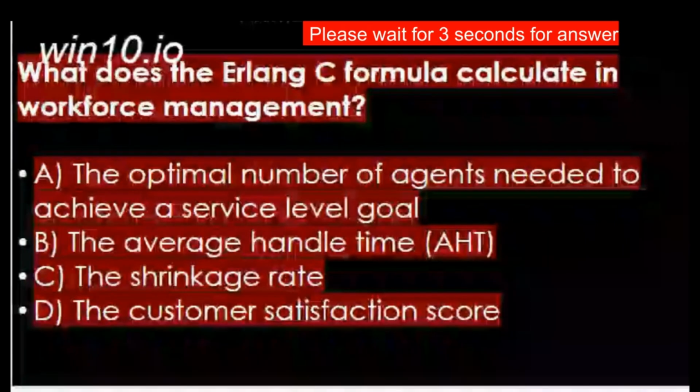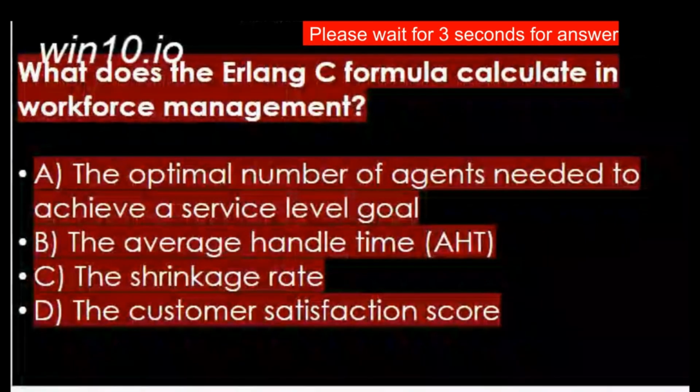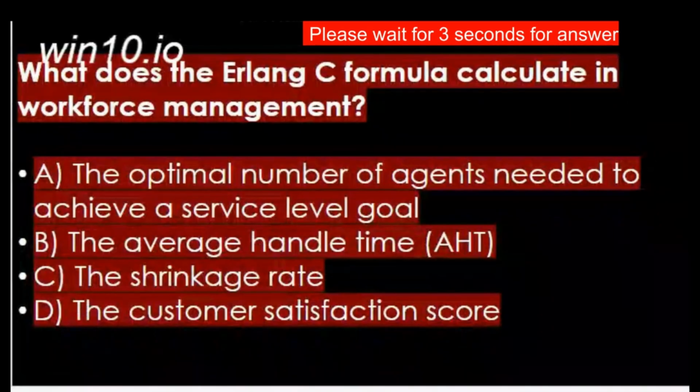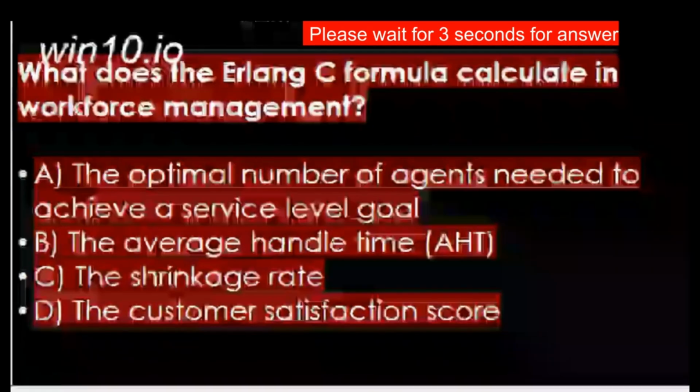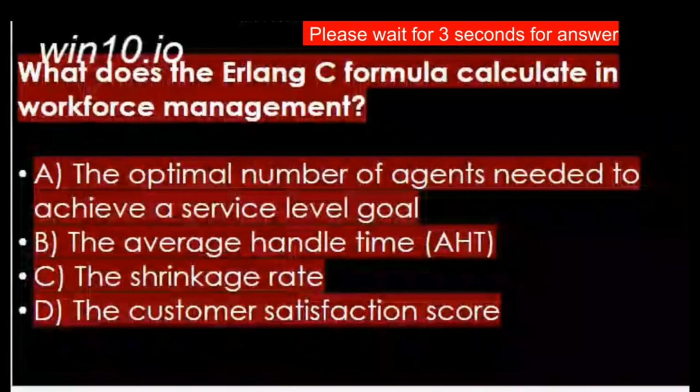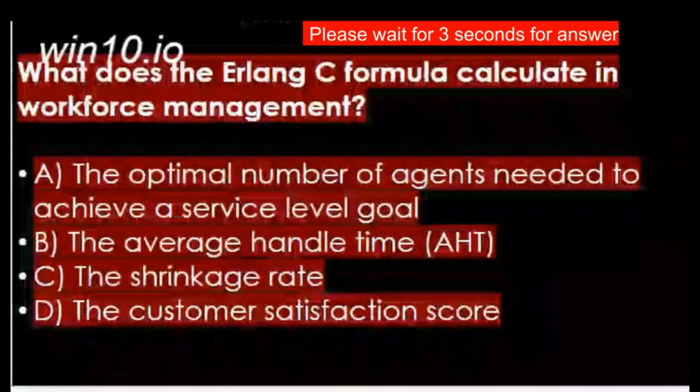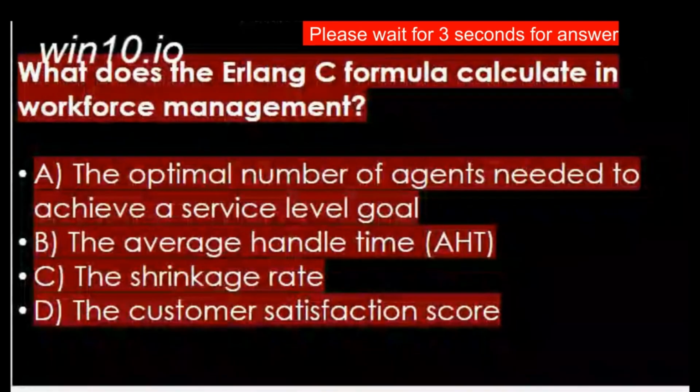Correct answer for this question is option number A, the optimal number of agents needed to achieve a service level goal. Basically, Erlang C helps in finding out the number of agents we need interval-wise to achieve the service level goal. The service level could be anything, like 80/20. It means that 80% of calls should be answered within 20 seconds. I have made videos on service level, how to calculate it, and what the definition is. So if you want to know more about it, please try to watch it on our YouTube channel. So the service level formula would be calls answered within threshold divided by calls offered minus short abandoned calls.